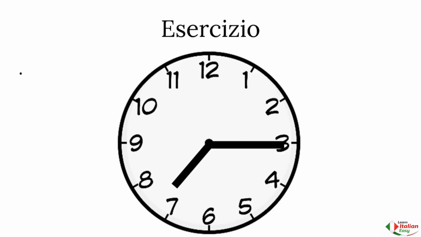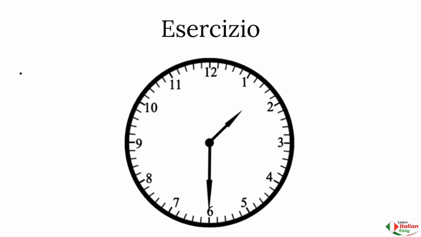Another example. Che ore sono? Yes. Sono le sette e un quarto. It's 7:15. Sono le sette e un quarto. And I remind you that literally means it's 7 and a quarter. Okay? Great.